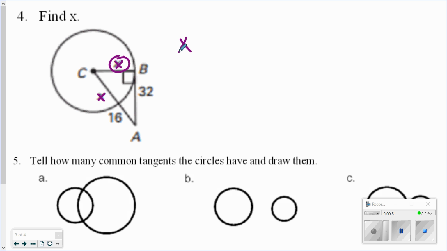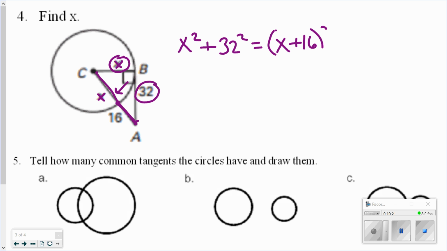x for a, so a squared would be x squared, plus, let's use 32 for b, so that's 32 squared is equal to, now this is where we have to be careful. This is our hypotenuse. So since our hypotenuse is made up of the radius, which is x, and then this little portion here, which is 16, we know that our c value or hypotenuse is going to be x plus 16, and we're going to square that number.